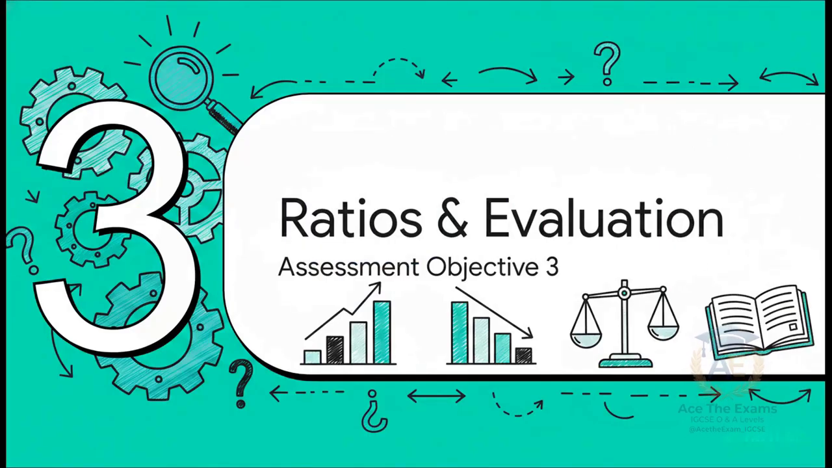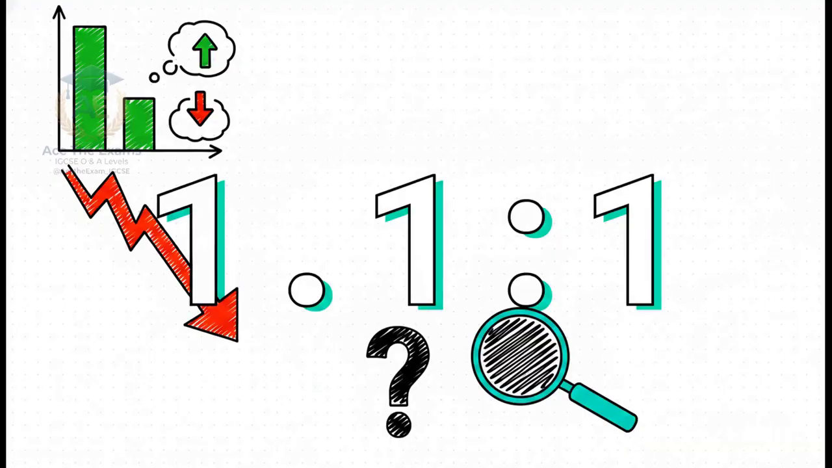All right, Section 3, Assessment Objective 3, which is all about interpretation, ratios, and evaluation. Picture this. You're looking at a current ratio, and it plummets from a very healthy 2.5 to 1 all the way down to a terrifying 1.1 to 1. Now, a healthy 2.5 to 1 means you've got $2.50 in liquid assets for every single dollar of short-term debt. Plunging to 1.1 to 1 means you are teetering dangerously on the edge of not being able to pay your bills.